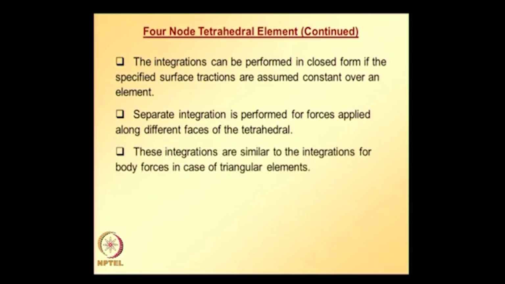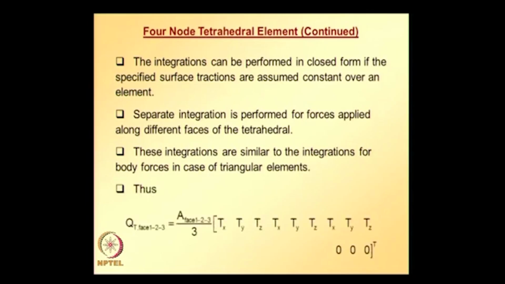And these integrations are similar to the integrations for body forces in case of triangular elements. So, substituting the N matrix comprising of finite element shape functions of all the 4 nodes of this tetrahedral element and simplifying, we get this Q_t on one of the faces joining nodes 1, 2, 3. That is the reason why Q and subscript t face 1, 2, 3 is shown there.